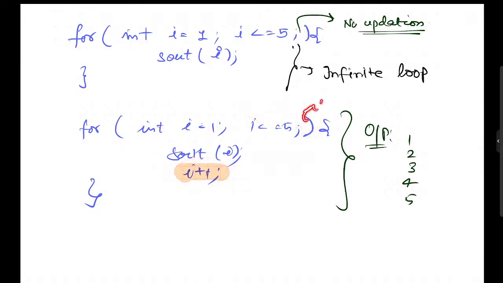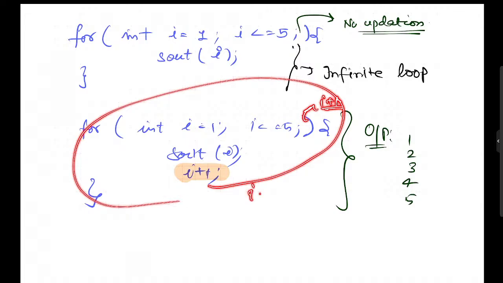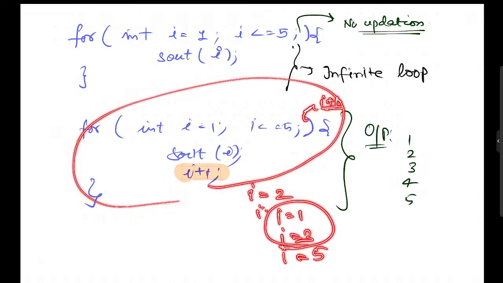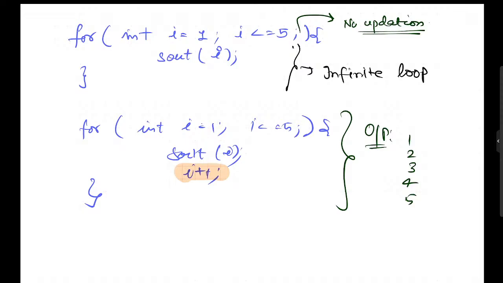If I add one more I plus plus here, what will happen? In this loop, every time I will increment by 2. So in the first iteration I will be 1, in the second iteration I will be 3, in the third iteration I will be 5, right? So your answer would be 1, 3, 5 if I had I plus plus here and I plus plus here as well. Something like that.